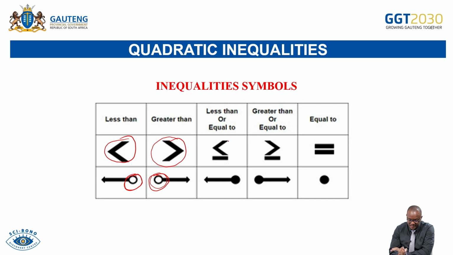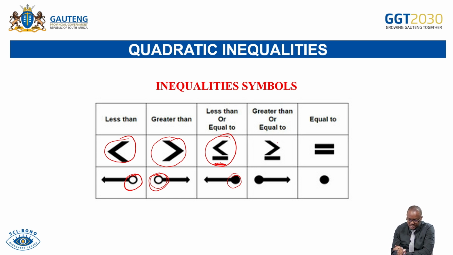Then we have the next symbol there, which is less than or equal to. Remember, it's less than or equal to. That line there represents the equal sign, correct? So that's why we're saying it's less than or equal to. And when you represent it graphically, you are going to indicate it with a shaded circle.